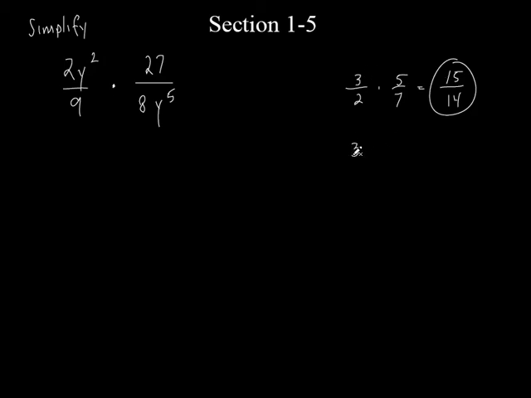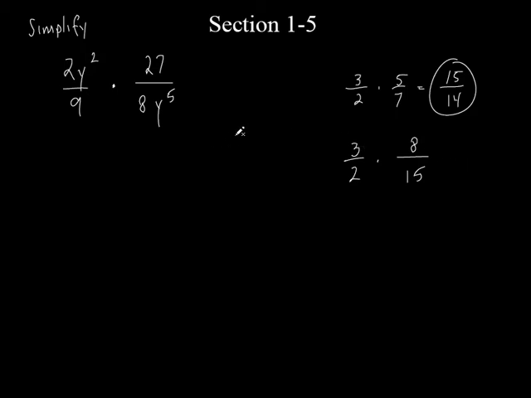But what if you had something like this? What if you had 3 over 2 times 8 over 12? Actually, let's not use 12. Let's use 15, just to be different. So what you can do here, you could just multiply straight across, couldn't you? But then your fraction may not be completely simplified. Then you would have to simplify your fraction. It's a lot easier to simplify before you actually do your multiplication, okay?